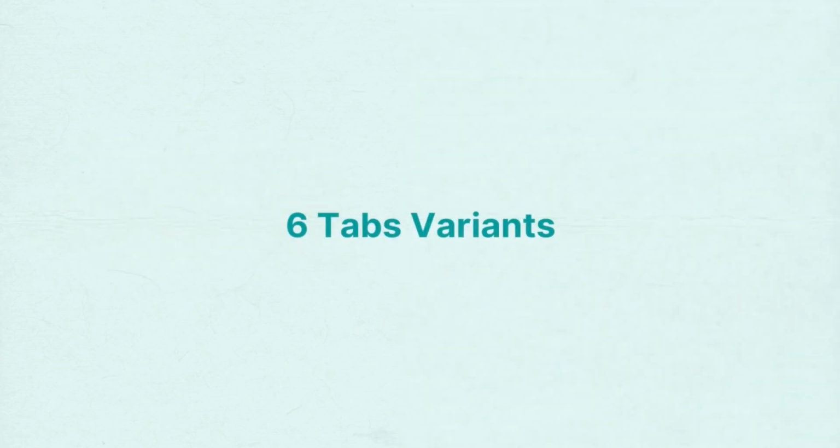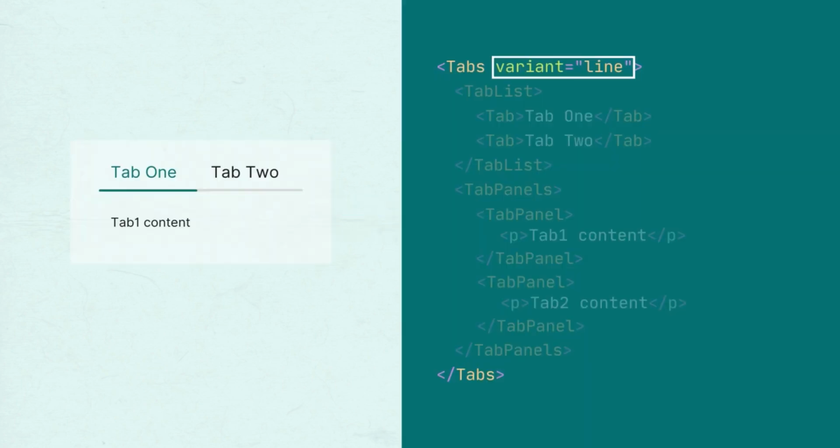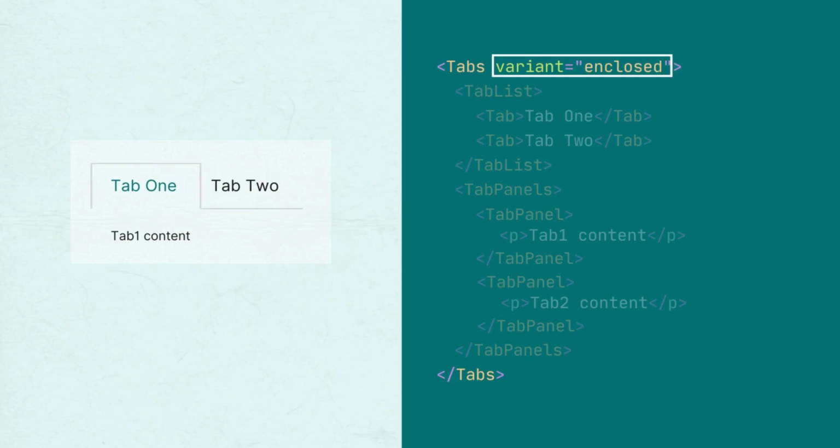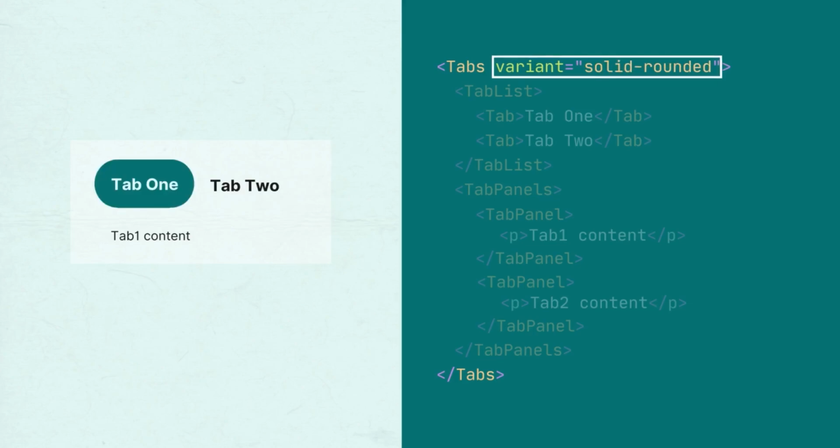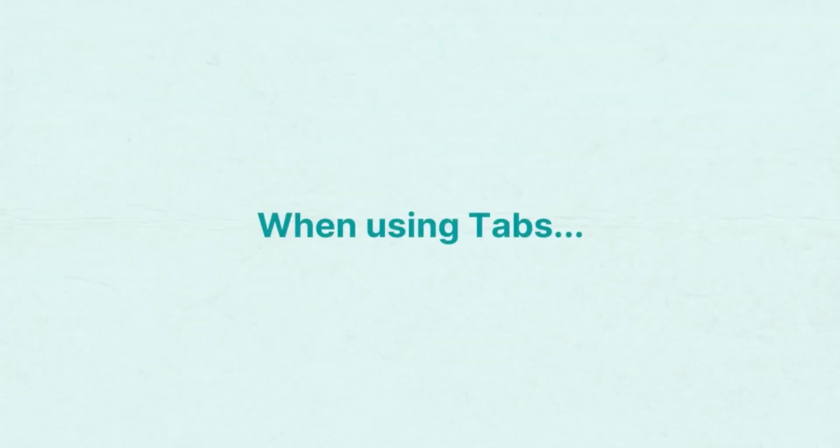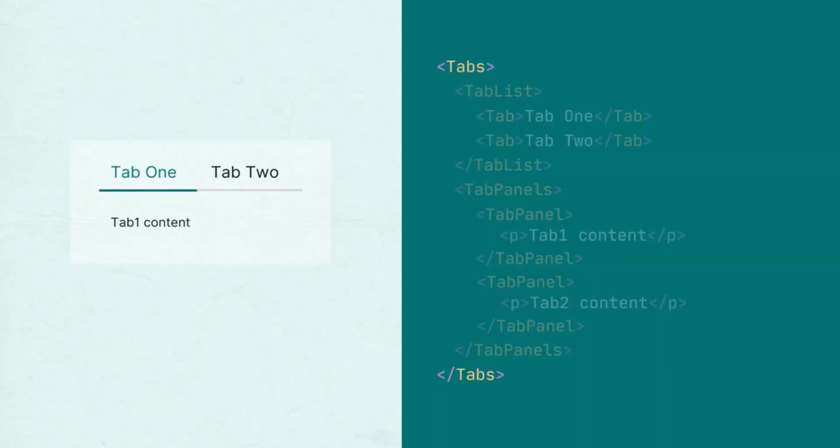If you like to change the tab style, that's amazing because tabs come in 6 different variants. To do this, set the variant prop to line, which is the default, enclosed, enclosed colored, soft rounded, solid rounded, or unstyled. When using tabs, it is important to remember tabs is parent to tab list and tab panels.